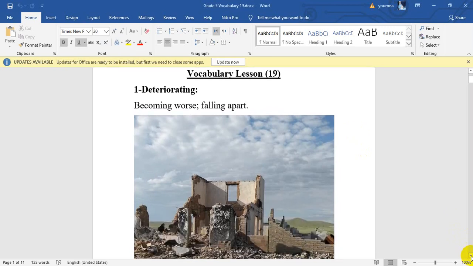Deteriorating. Deteriorating, guys, it's becoming worse or falling apart. As you see in this picture, this building is falling apart or became worse. So, deteriorating, becoming worse or falling apart. Okay?